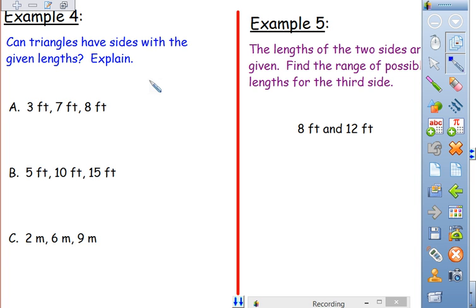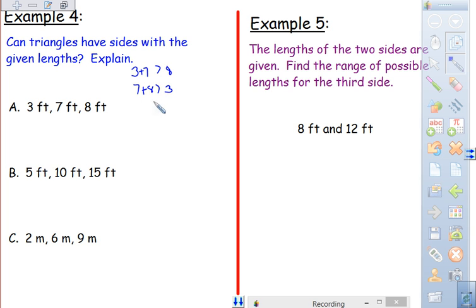Can the triangles have the given lengths? For part A, here's what you would do. In your head or on paper, 3 plus 7 has to be bigger than 8. 10 is bigger than 8, so that works. 7 plus 8 has to be bigger than 3. 15 is bigger than 3. 3 plus 8 has to be bigger than 7. 11 is bigger than 7. Because all of those inequalities work, this would be a yes.